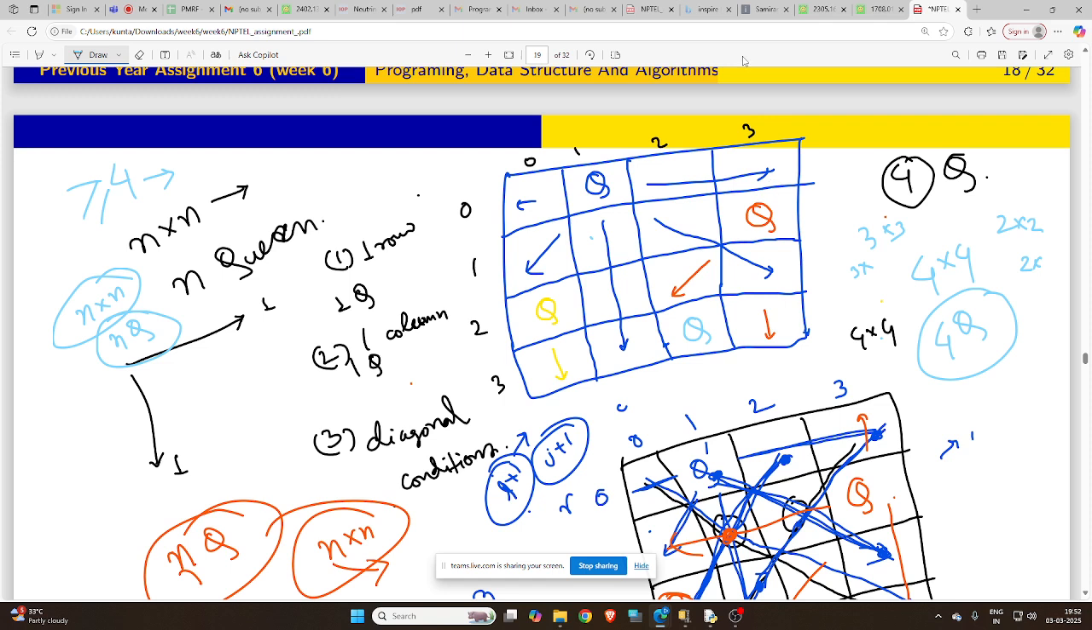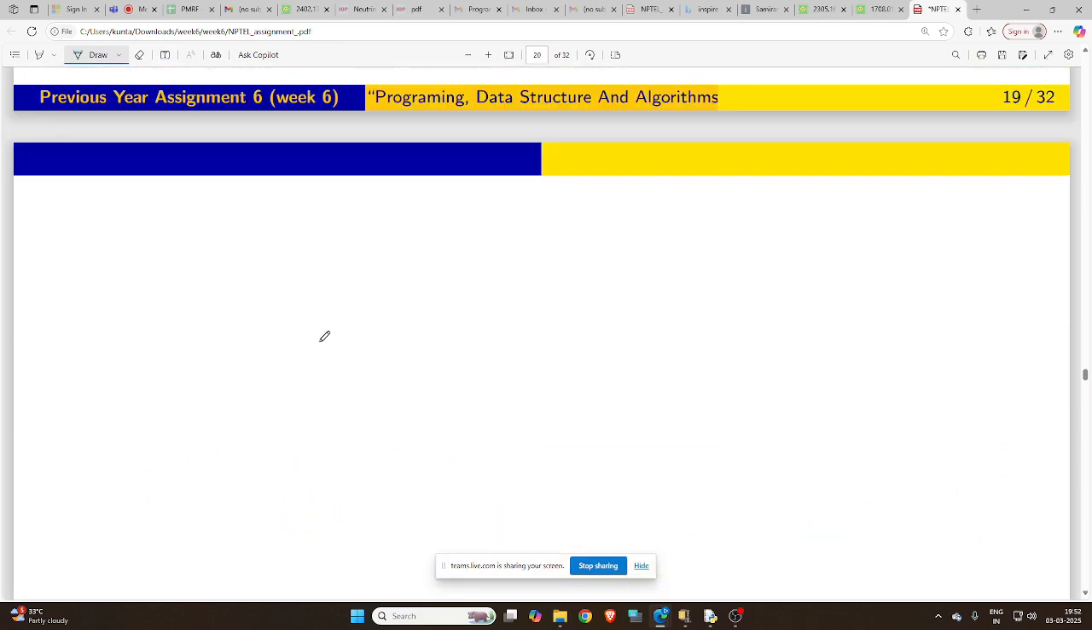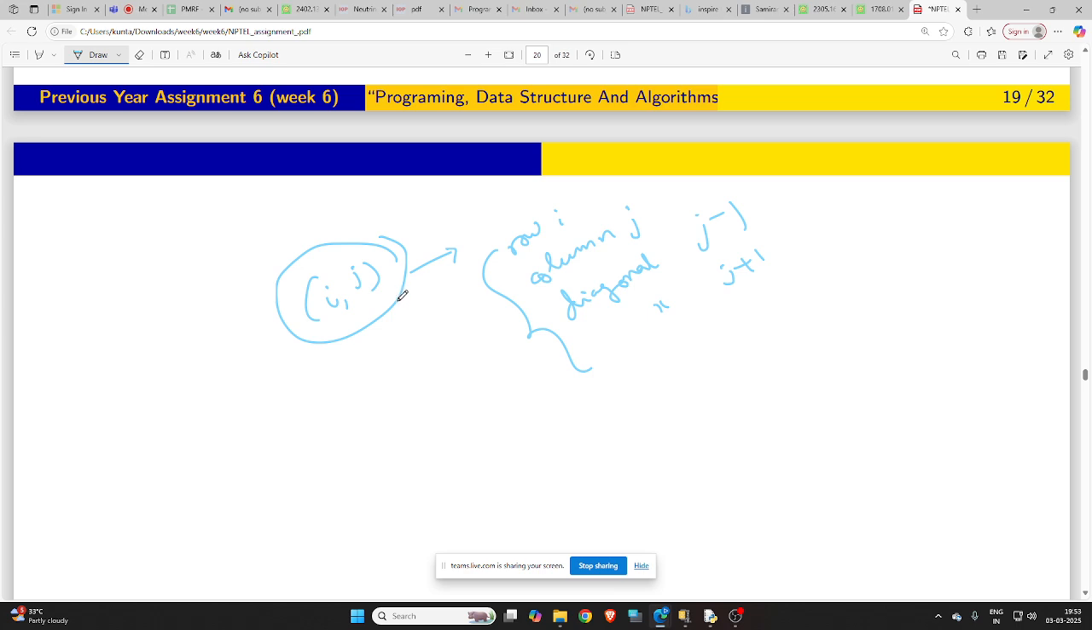See, the attack is like, okay, maybe I can think that you are talking about this one. If I am right: ij is attacked if the row is attacked, then the column j is attacked, and then diagonal j minus 1 is attacked, and then again diagonal j plus 1 is attacked. So these four conditions should be there for ij attacking.